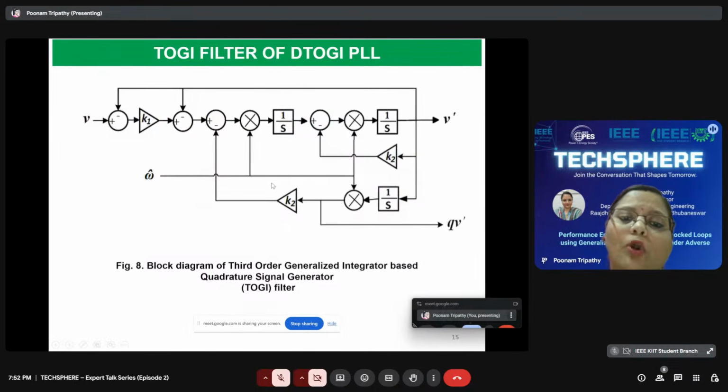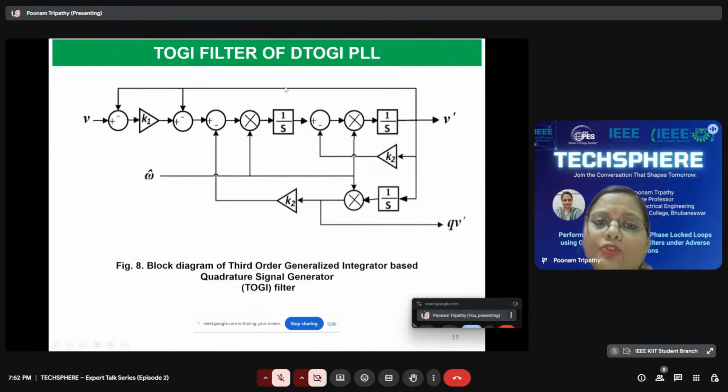Now coming to the block diagram of the TOGI filter, here you can see that three integrators have been used for the orthogonal signal generation V dash and QV dash with respect to the input voltage V. It is known as the third order generalized integrator filter. Here two gains of the filter have been found, which are K1 and K2, and from the Bode plot analysis, the optimized values of K1 and K2 were found to be 1.1 and 2.82, whereas for the SOGI filter, it was found to be 1.414.